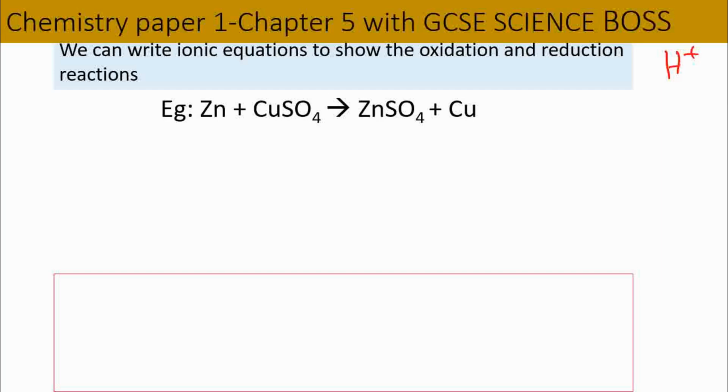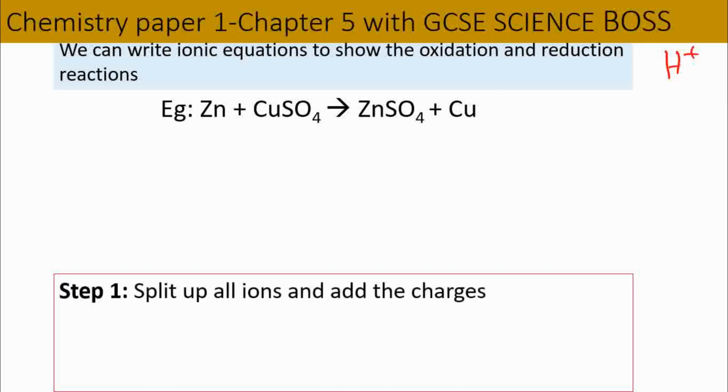Now we're going to write an ionic equation, and when writing an ionic equation, the first step is that we split up all the ions and add the charges. And I'll go even further, and I'm going to add in the state symbols, okay? And I would say only split the ones which are aqueous. Do not split solids. Do not split liquids, okay? Or gases. So do we split the zinc? No, we do not. Okay? Because again, it's not made up of ions.